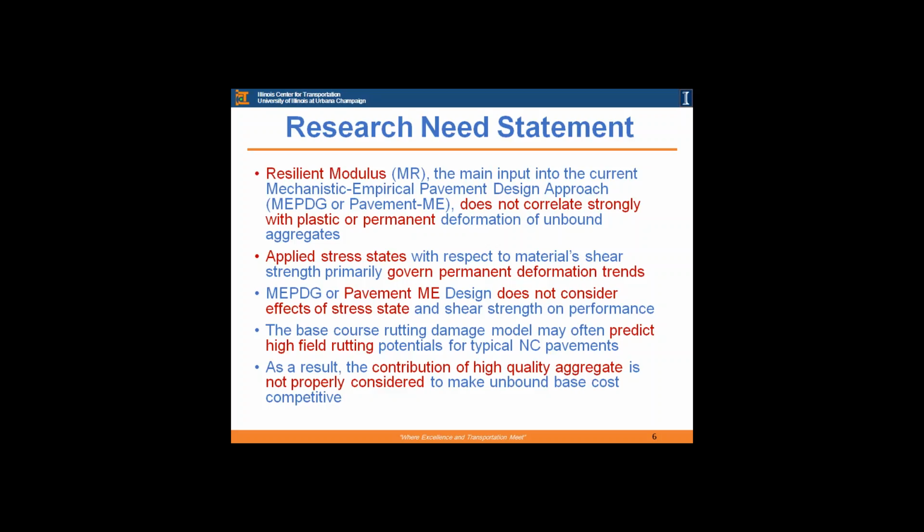And the current pavement ME model that I just showed does not actually consider the effect of stress states, and usually it will predict high field rutting, and it does not consider the contribution of the high quality aggregate materials because it does not consider the shear properties or the stress states.